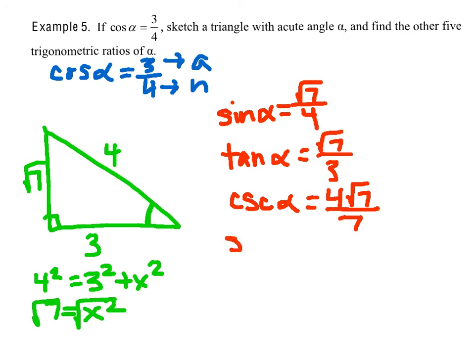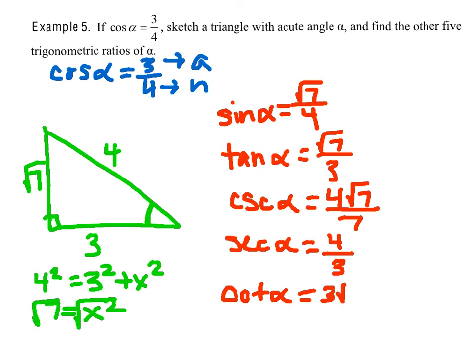Then we go to secant. Remember, secant's the reciprocal of cosine, so you're just going to flip that fraction, and we should get 4 over 3. And then our last one's cotangent. Sorry for my handwriting. Again, cotangent's going to be the reciprocal of tangent. We're going to have a radical on the bottom, so we have to rationalize it. So our final answer is going to be 3 square root of 7 over 7.